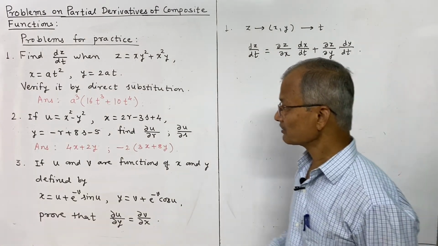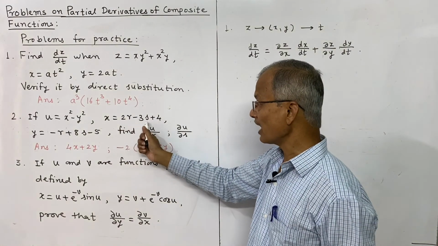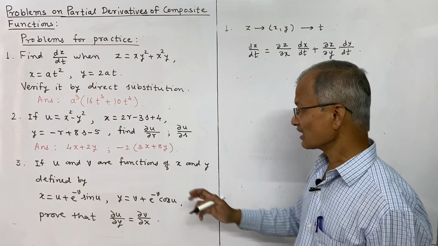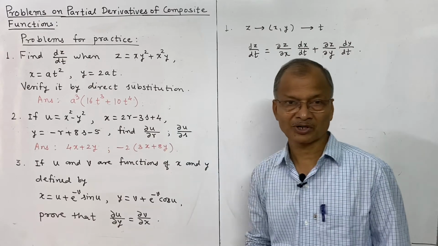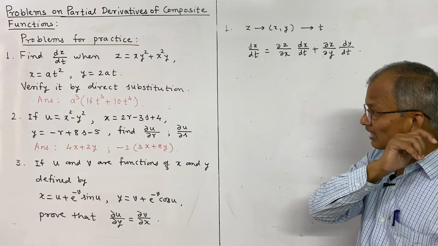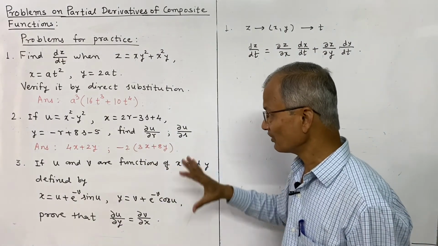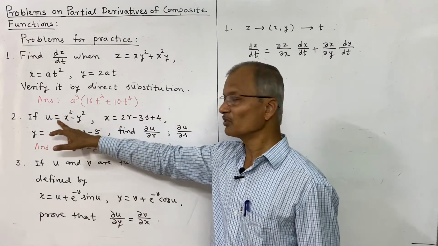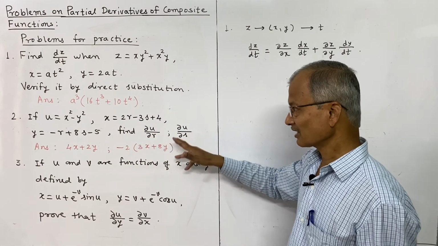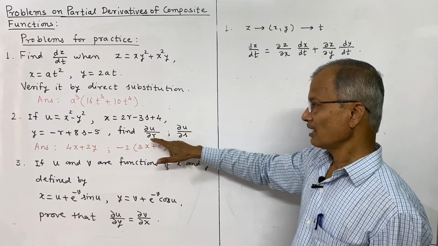Now second is u is a function of x, y. x and y are functions of r and s. So thus u becomes a function of r and s. We are asked to find the partial derivative of u with respect to r and the partial derivative of u with respect to s. Now this I hope you can solve. The partial derivative of u with respect to r will be expressed as the first partial derivative of u with respect to x, then partial derivative of x with respect to r, etc. And the second part will be plus dou u by dou y into dou y by dou r, and so on.